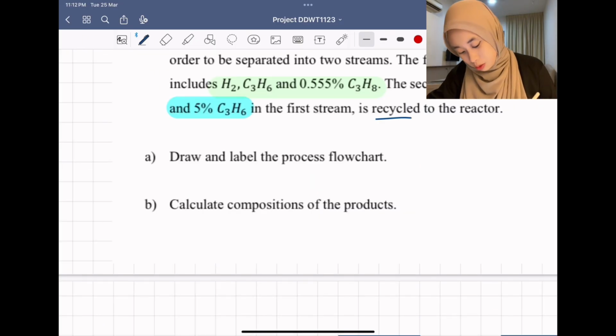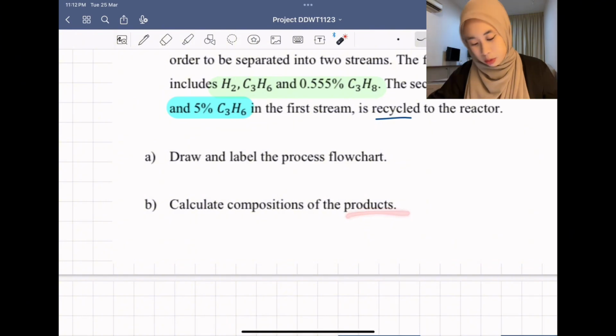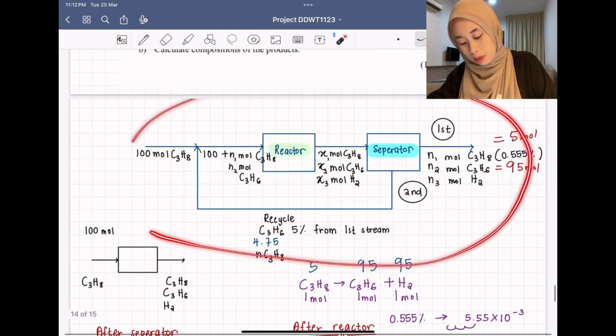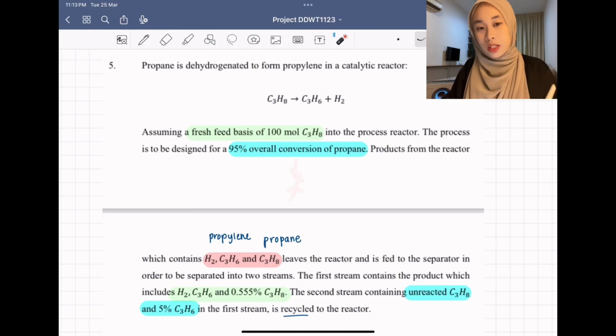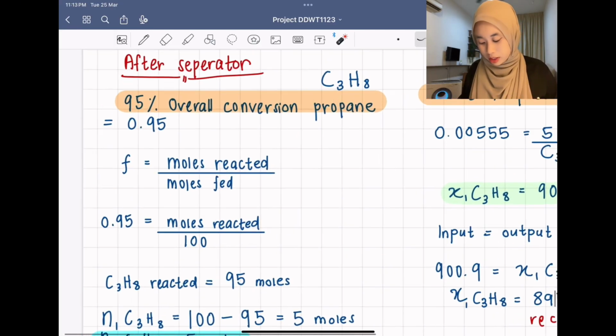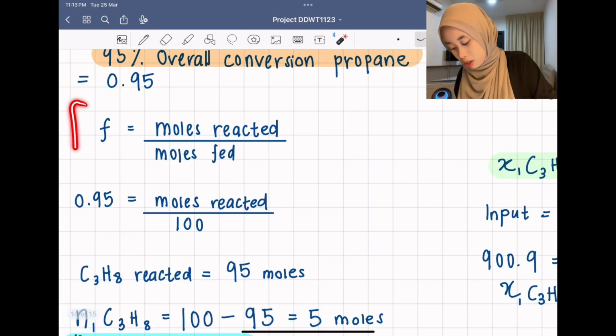Okay, so let us hop on to calculate compositions of the products. Maksudnya kita kena cari segala unknown yang ada dalam proses flowchart ni. So dia bagi 100 mol C3H8. C3H8 is your propane. Dia dah bagi 95% overall conversion of propane. What is this 95%? It's your F. F is your fractional conversion. So what is the formula of F? Formula of F is this. F equals to moles reacted over moles fed.